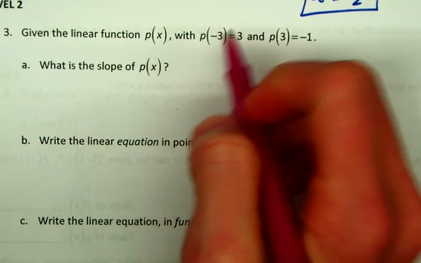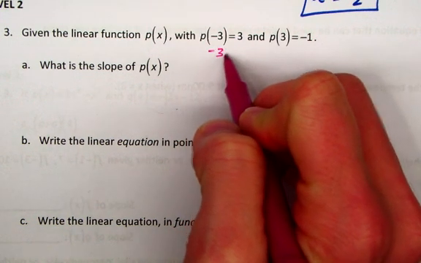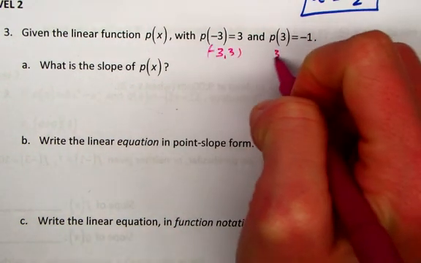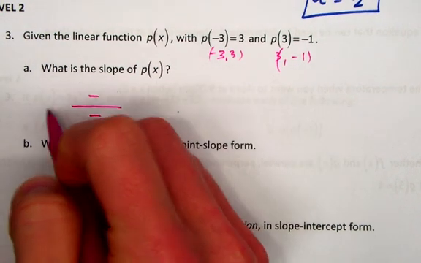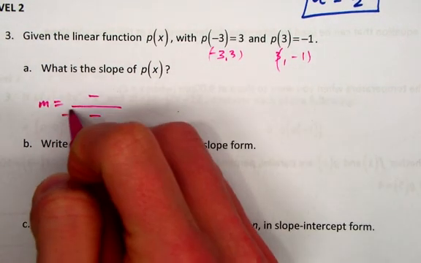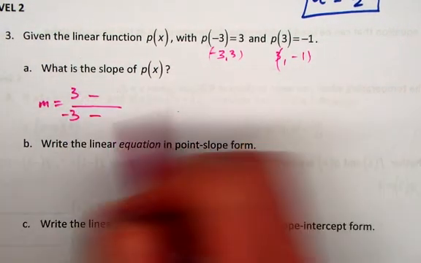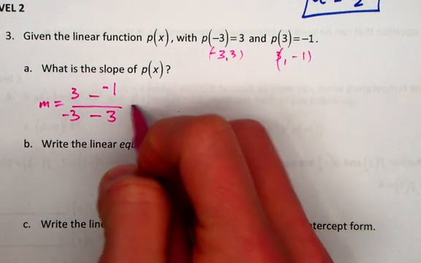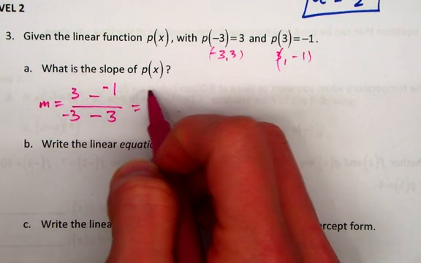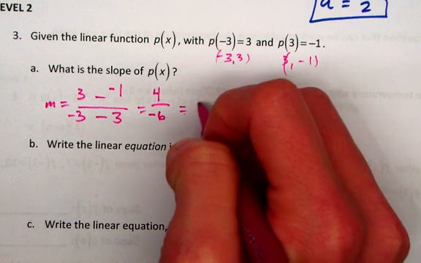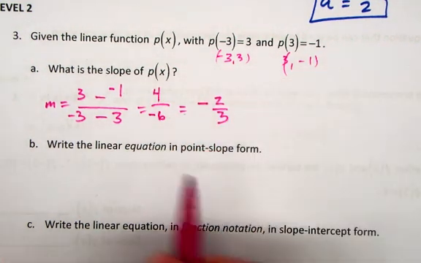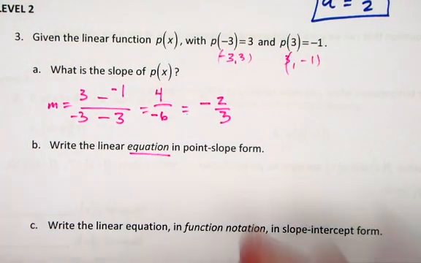To find the slope, we have 2 points: (-3, 3) and (3, -1). For the slope, we know that's bottoms up, so x is on the bottom and y is on the top. So 3 minus -1 is going to be 4, -3 minus 3 is -6, so this is going to be -2/3.